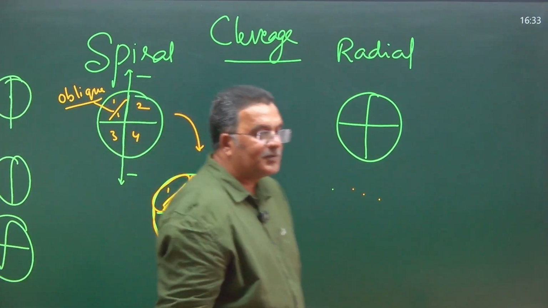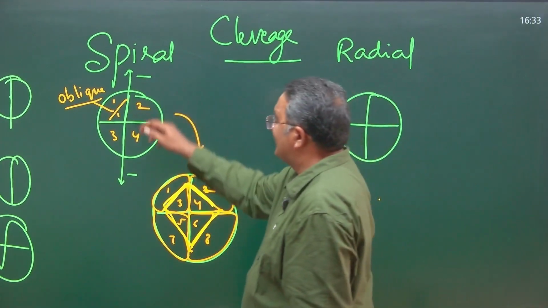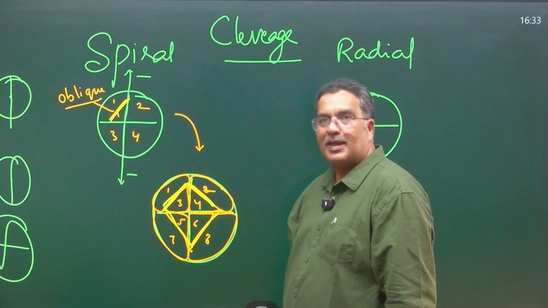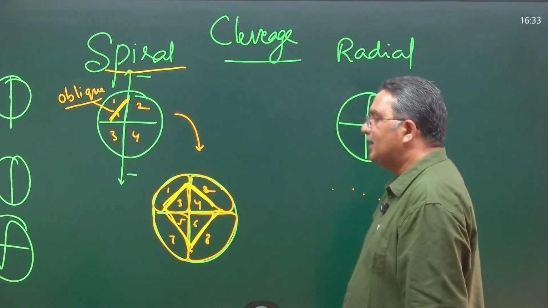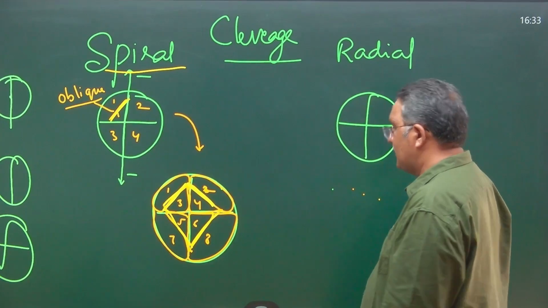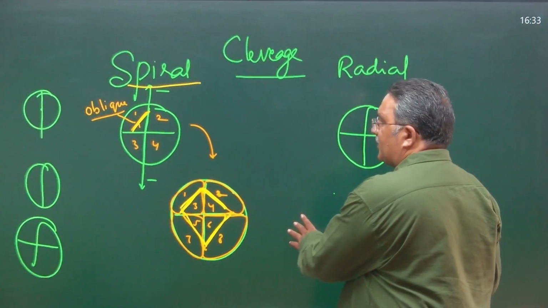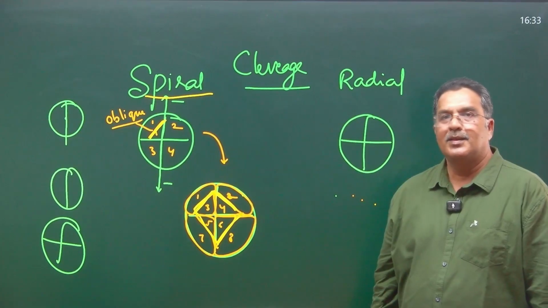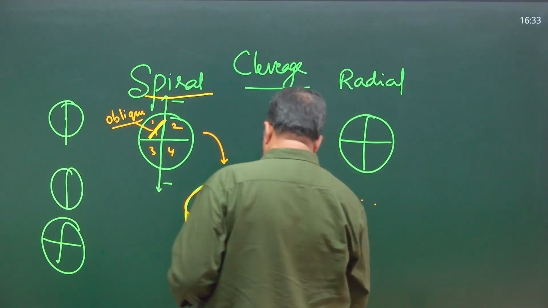If the cleavage patterns are oblique to the polar axis, such kind of cleavage is called spiral cleavage. It's very simple. I will show you.